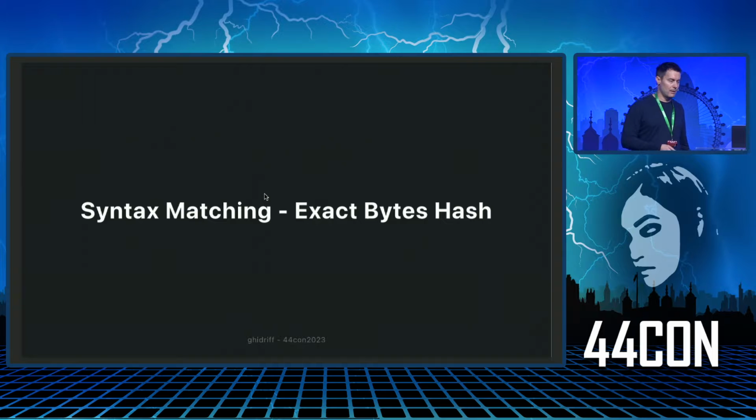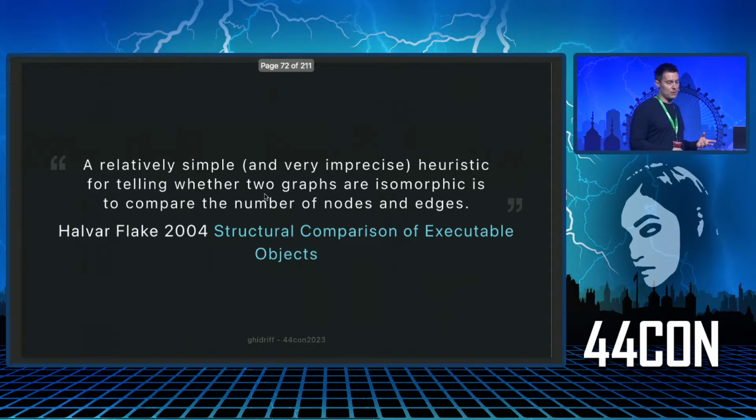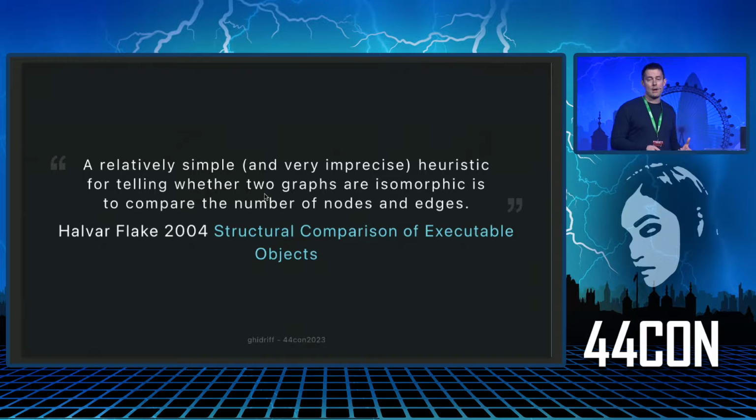A quick example, you're not going to be able to see this code, but all this is showing you is a function that's taking every byte and then hashing it. And so that's more of a syntax style. A structural matching would look more at the edges and nodes of a graph.